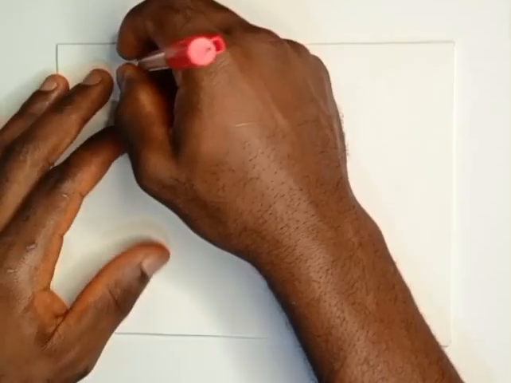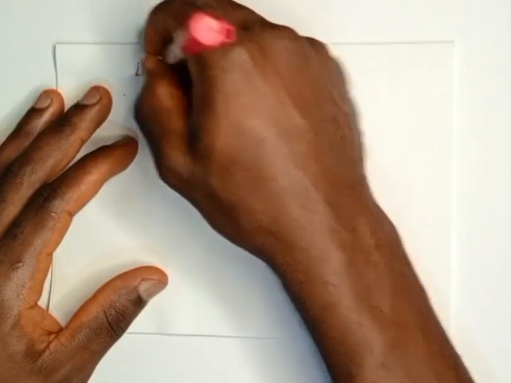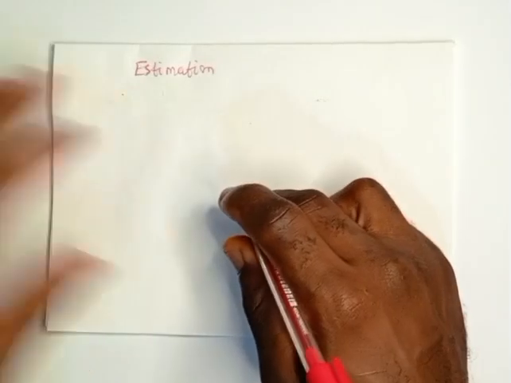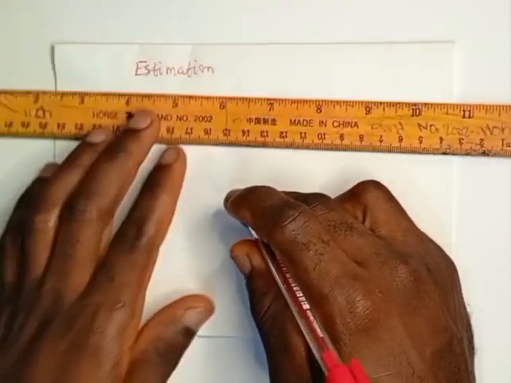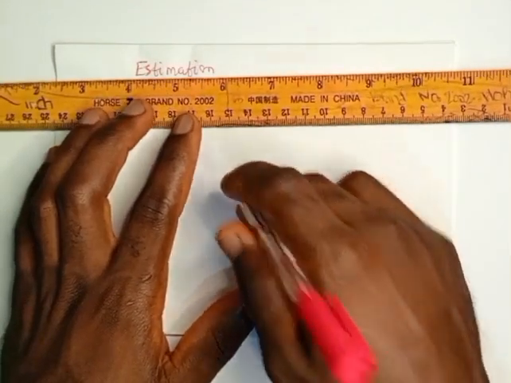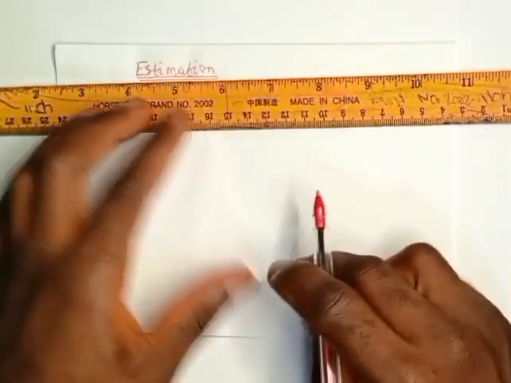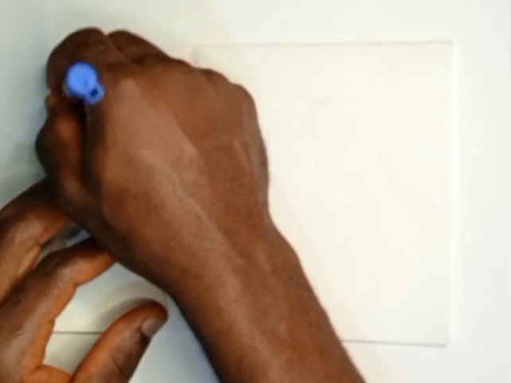We are going to treat the next thing, which is estimation. We are going to see how to estimate the result of an arithmetic operation by making use of the different methods of approximation. We take this down.